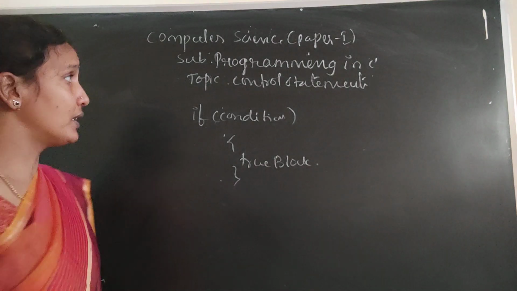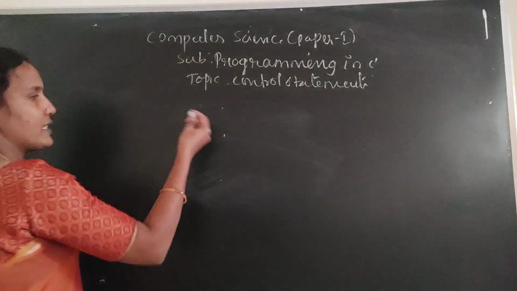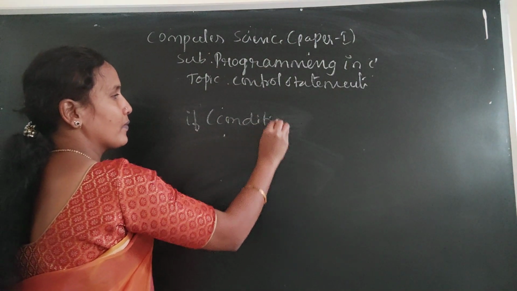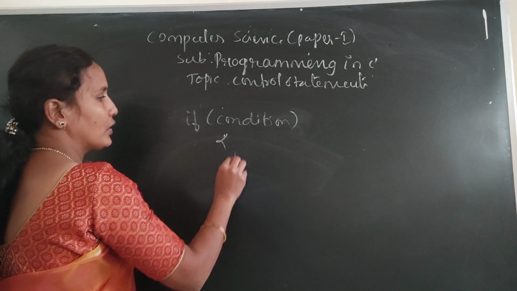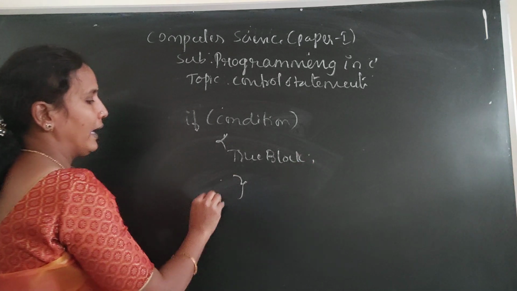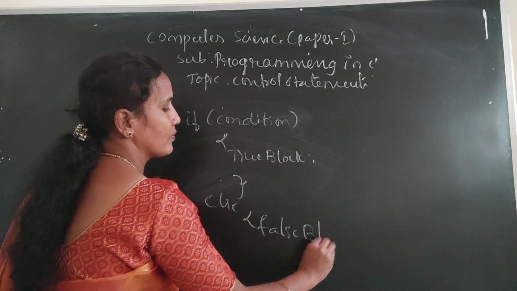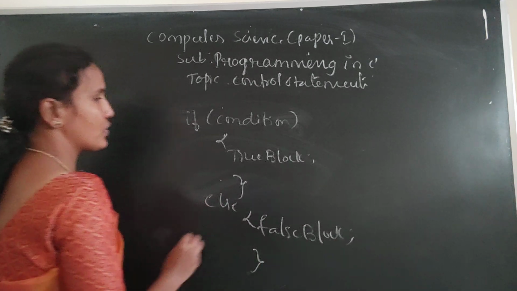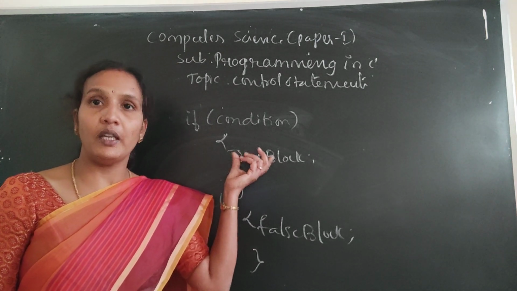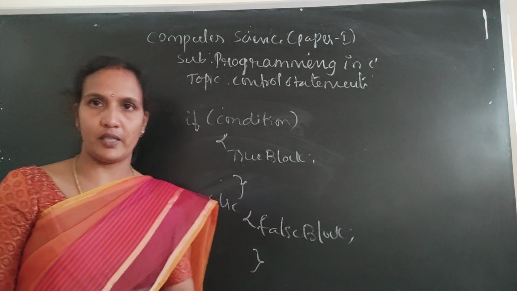Next, if it is an if else, then it is just an extension. If condition, next true block, else false block. Means if the given condition is true, whatever statements you have written in the true block, that will be executed. If the given condition is false, whatever you have given in the false block, that will be executed.